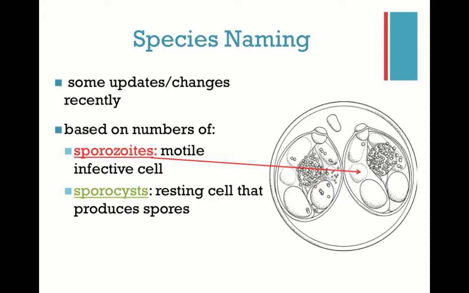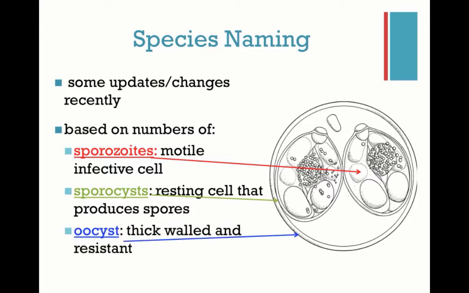The sporocysts, they're the resting cells that contain the sporozoites. So they're these oval cells right here, and you can have a variety of them inside the egg, which is this thick-walled, resistant structure, which means that in the environment, they can survive pretty well on their own.